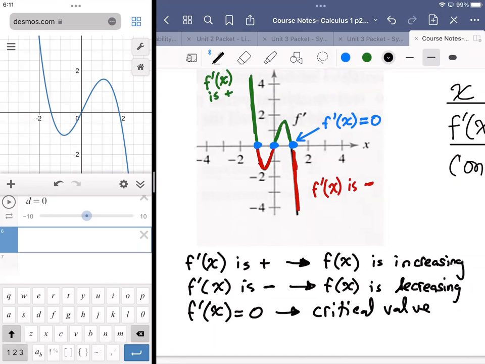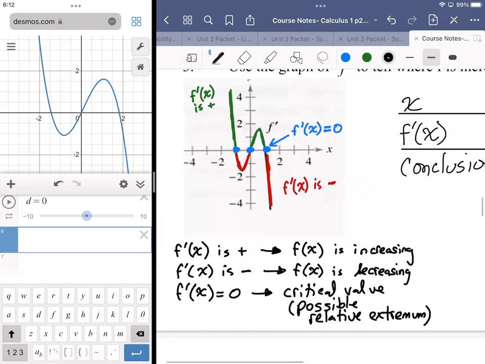Anywhere where the derivative is equal to 0 is showing a critical value, and that's a possible relative extremum. So what I get here is a graph that seems to be boundless. I can't really tell where this thing terminates, but it seems to be kind of flapping in the breeze here. So I'm going to assume that it goes on forever.